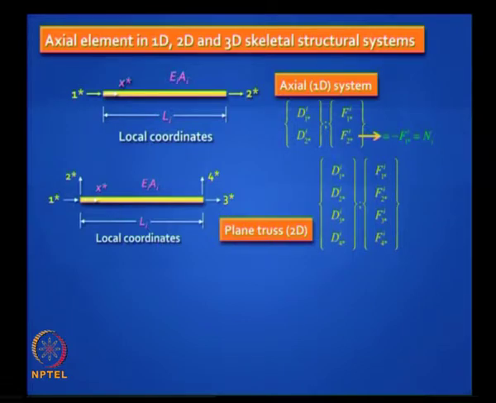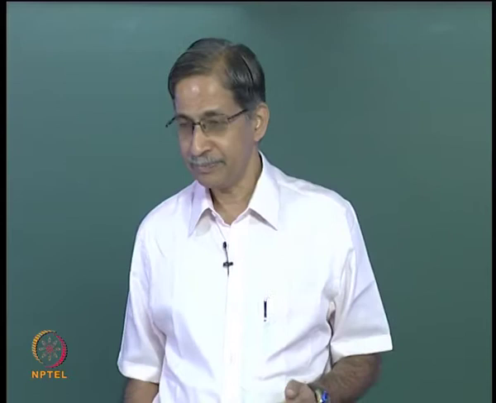F2 star and F4 star are 0. Why are they 0? Yeah, so what do those force components refer to? Shear forces. So you assume that axial elements have no resistance to shear, so they are 0, and equilibrium demands that F3 star should be equal and opposite to F1 star, right.